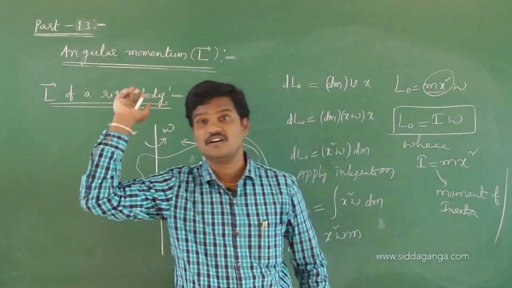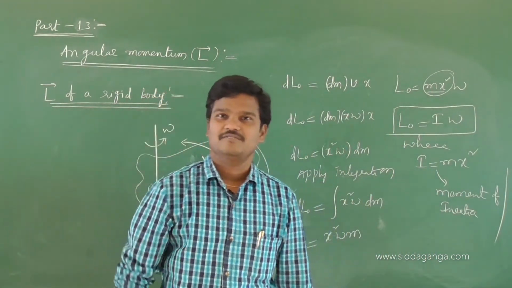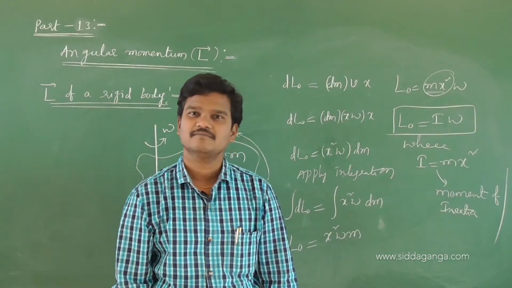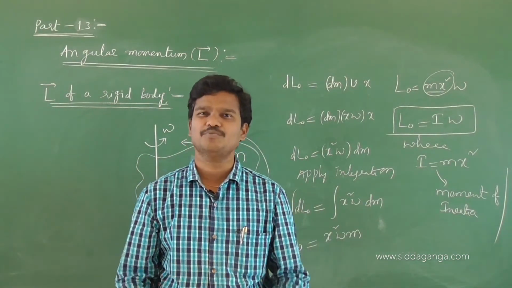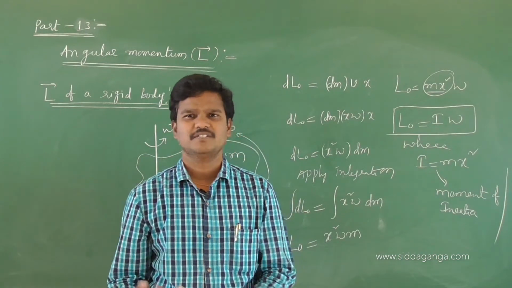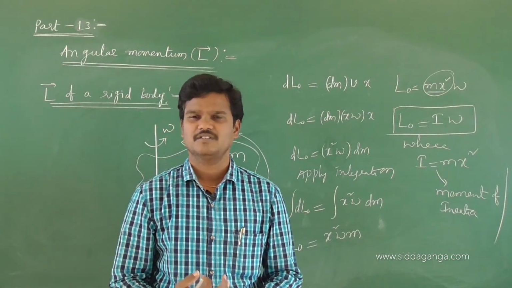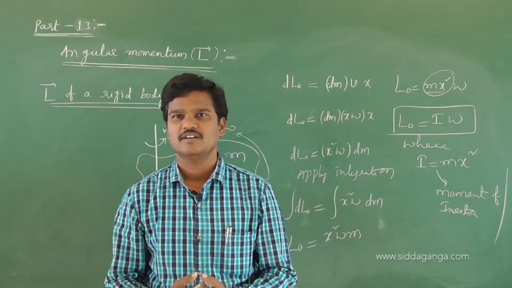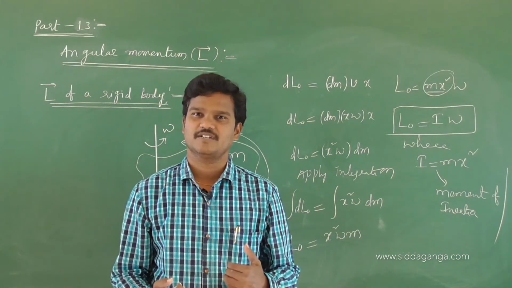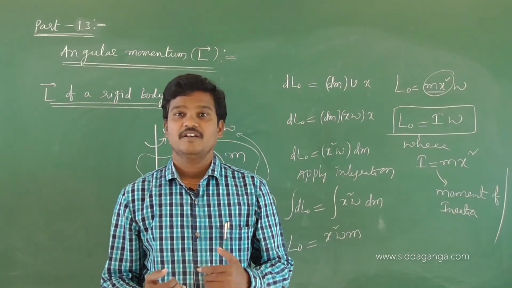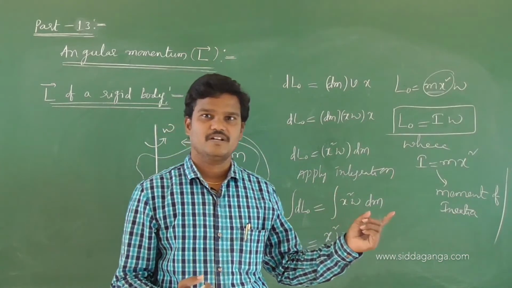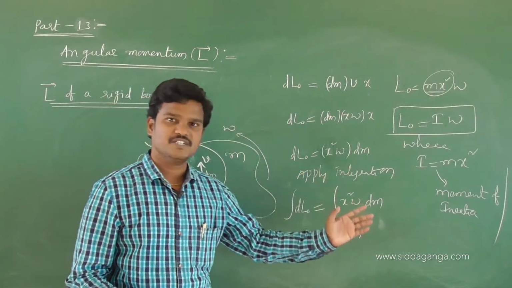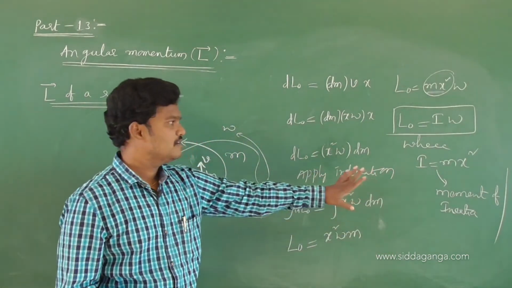You know inertia in laws of motion. What is inertia in laws of motion? It is the opposition offered by itself to the state of rest or state of uniform motion. Inertia is nothing but the opposition offered by itself. Here the moment of inertia. I will continue moment of inertia in the next sessions. So what is I?